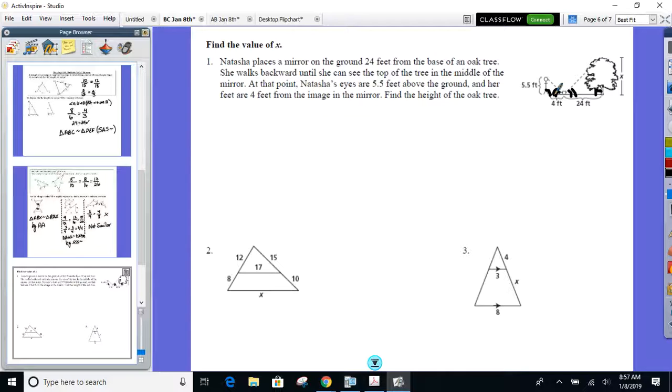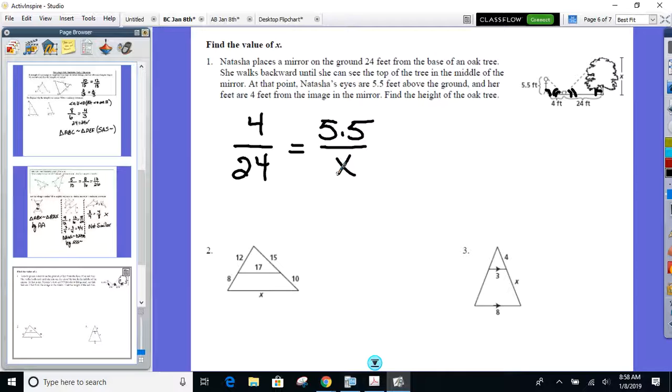And this is the first exercise I did with you today. If the triangles are similar, what do you know about the corresponding sides? They're not equal, but they're in the same ratio. So once we establish similar triangles, I can pick pairs of corresponding sides and say the ratios are equal. Can somebody give me one pair of corresponding sides? So 4 and 24, because they're similar, are in the same ratio as 5.5 and the height of the oak tree, which we'll call X.